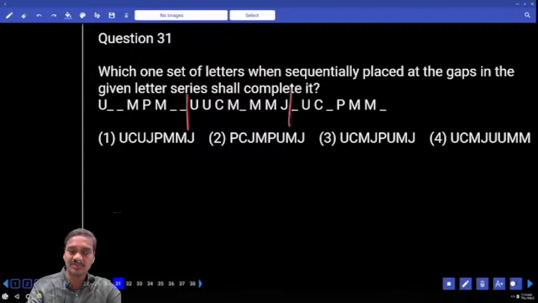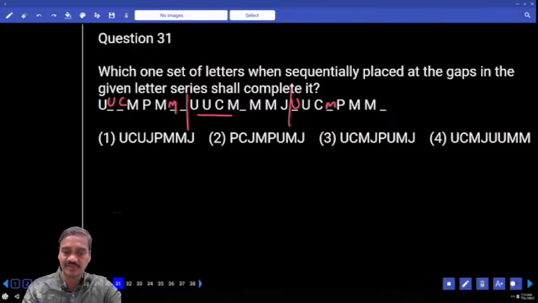Now the first 4 letters are U, U, C, M. Here also U, U, C, M, and again U, U, C, M, P, M, M. And finally the last letter is what? J. And J is the letter. Tell me what are the elements that are missing out here? UC, MJ, PU, MJ, that is choice 3, 31.